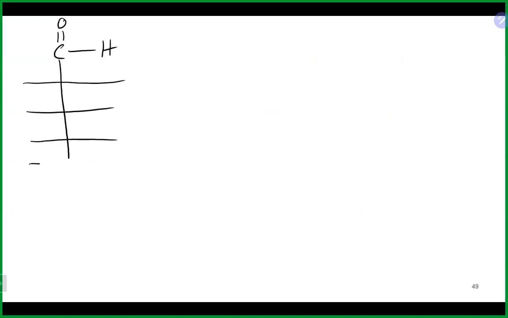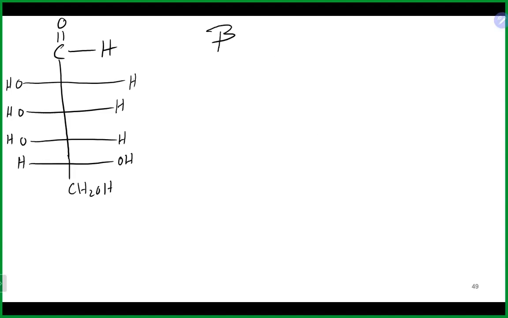All right, so why don't you draw this one here. Why don't you draw the beta anomer of it in the cyclic structure?